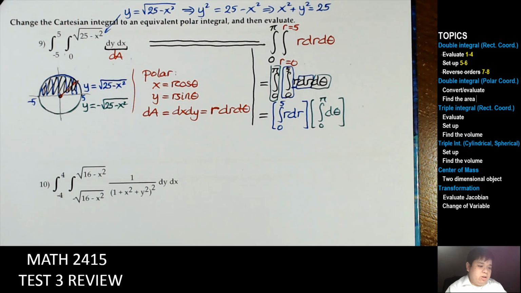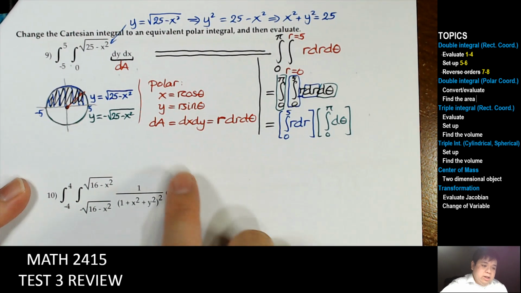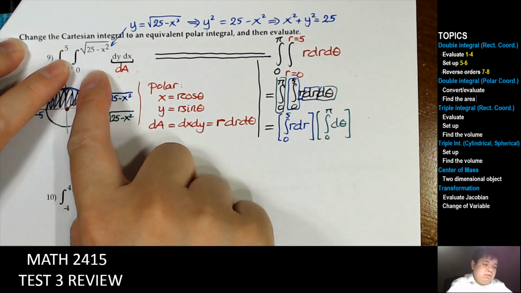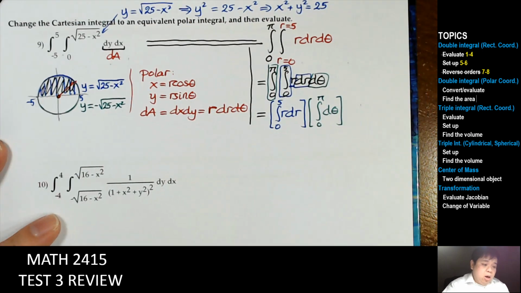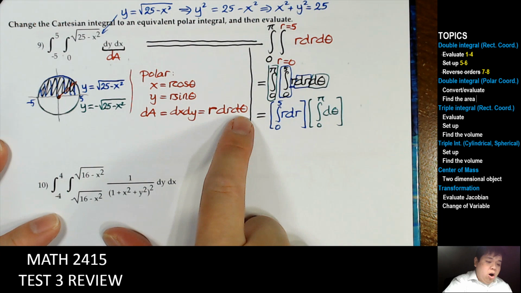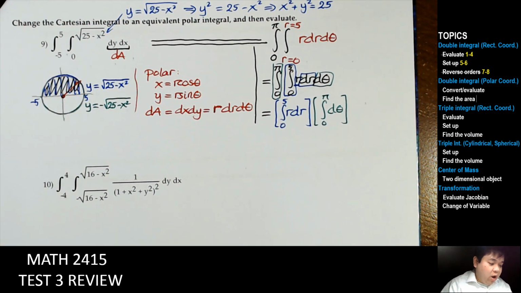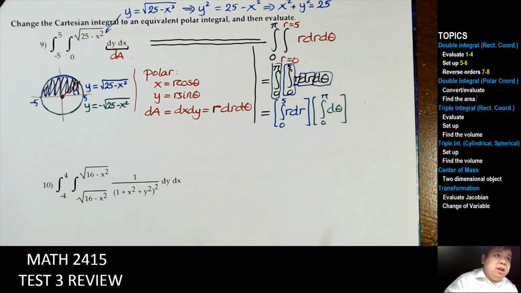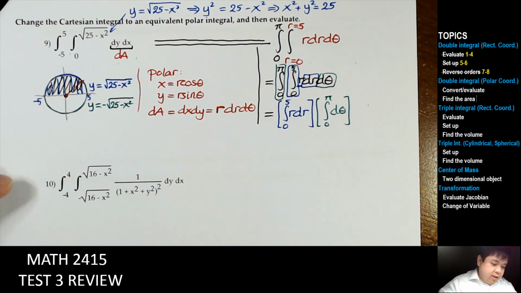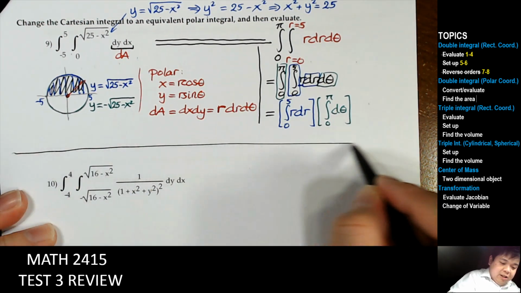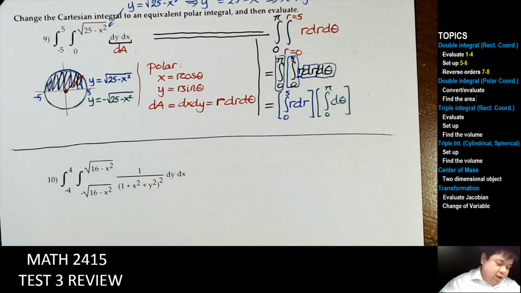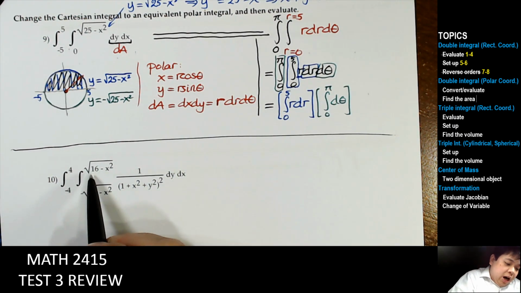So that's where we convert from rectangular to polar. Here we don't have any x and y in the function, so we don't do anything. We just need to change the dy dx to r dr d theta, and we need to set up the limits based on the graph. Right. Next up, number 10. I'll let you do that integral. Right. In 10 we have y equal to this and this.